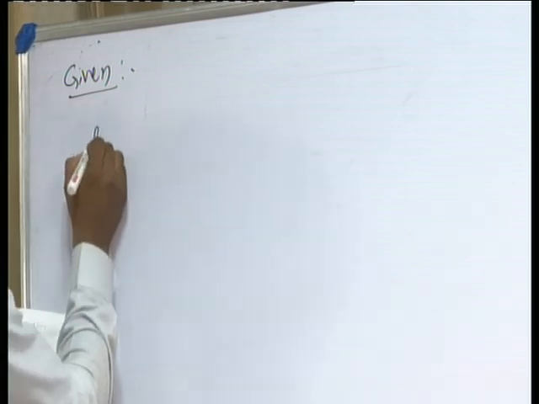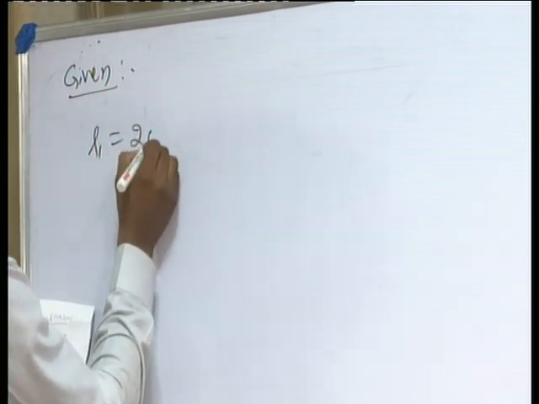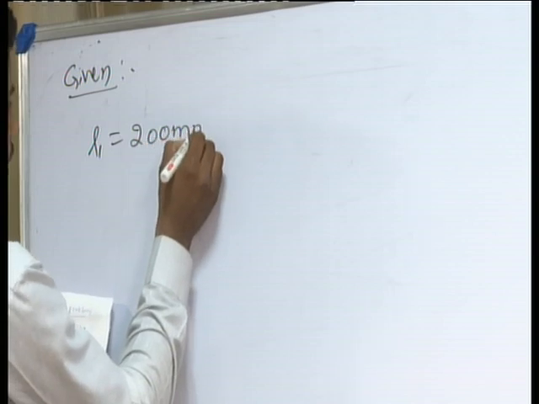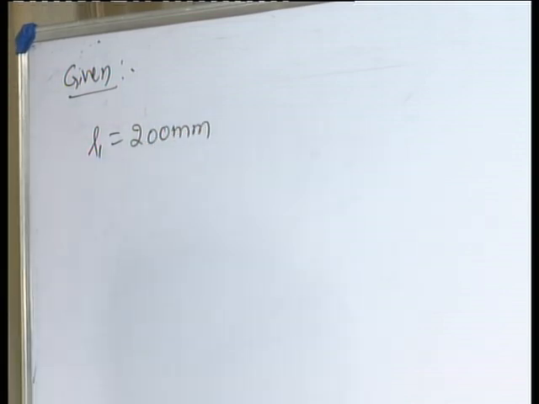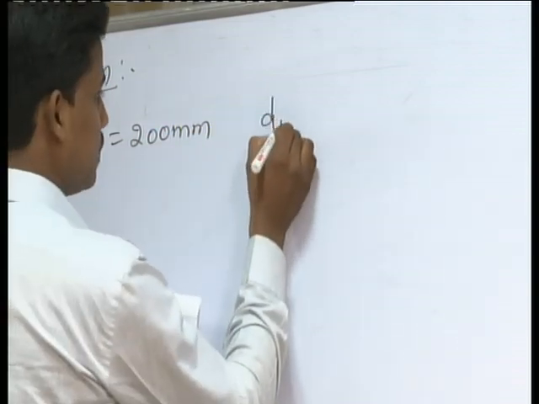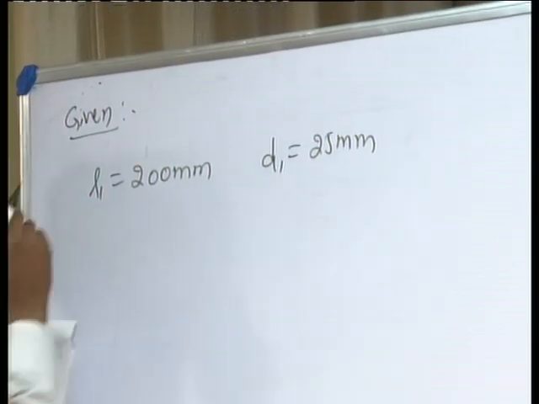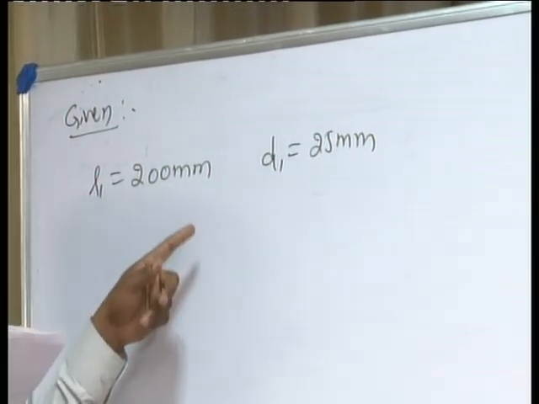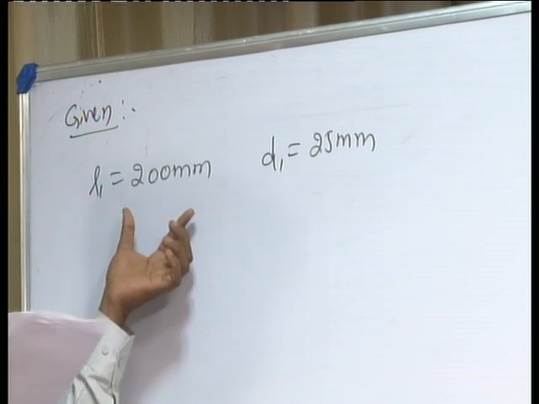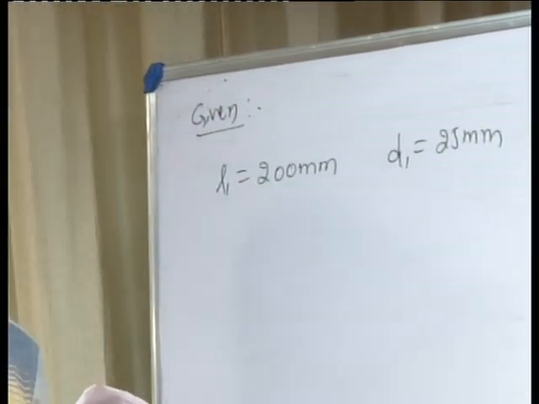That means the total length of the bar is 700 mm. For the first 200 mm it is 25 mm diameter. That means L1 is equal to 200 mm, and for that given L1, diameter D1 is 25 mm.